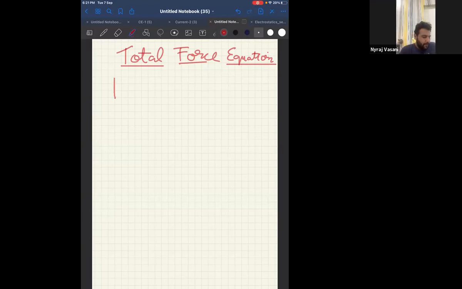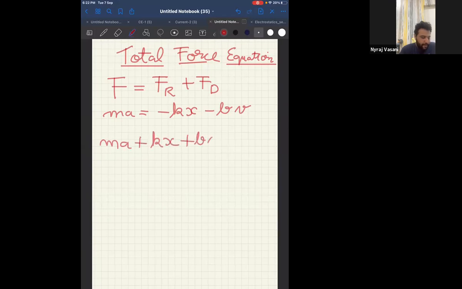Now can I say my total force in this chapter is nothing but my restoring force plus my damping force. These are the two forces I came across in this chapter. Now, can I say my total force general formula will be MA equal to restoring force, minus KX, and my damping force, minus BV? Or can I write MA plus KX plus BV equal to 0?